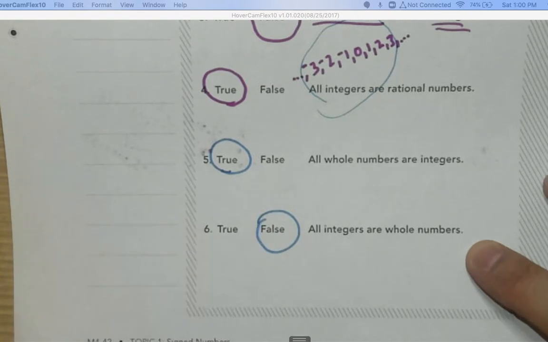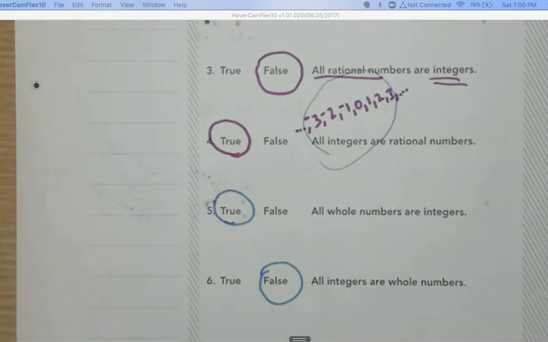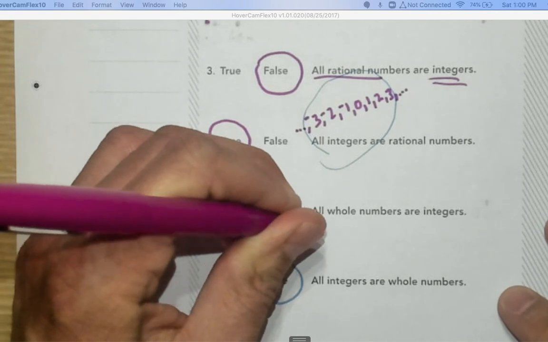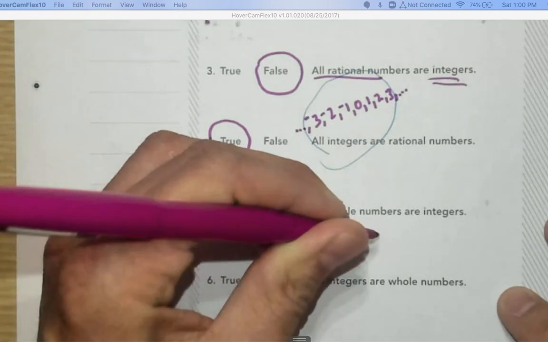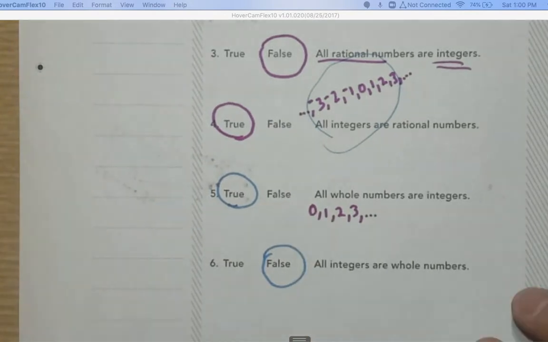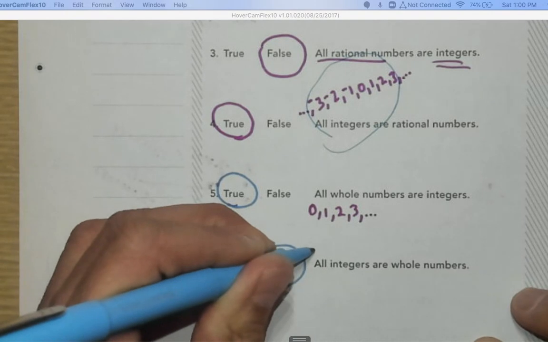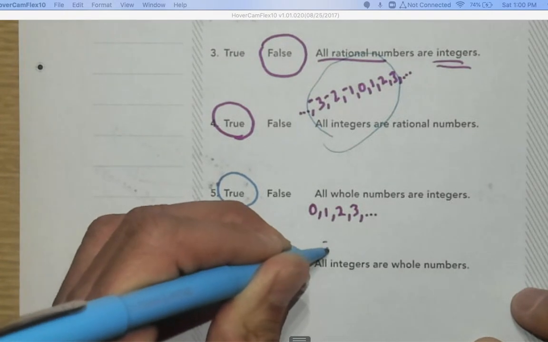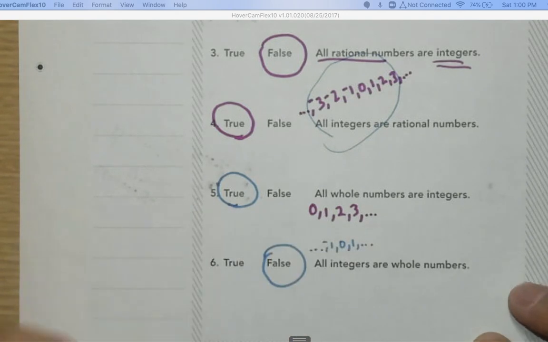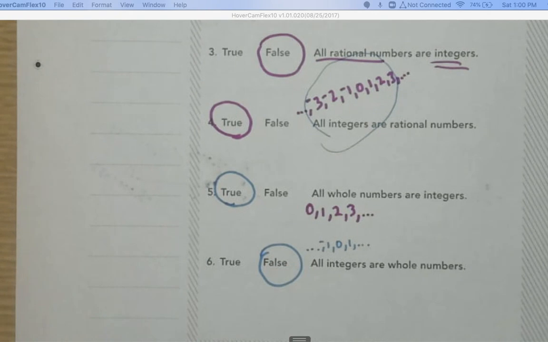Integers include negative numbers and whole numbers do not. So the whole numbers are 0, 1, 2, 3, and then continues forever, but starts at 0. All of those are some of the integers, but then the integers have the negative numbers as well. And since they do, the negative numbers wouldn't be whole numbers.